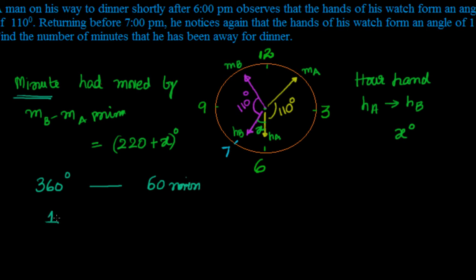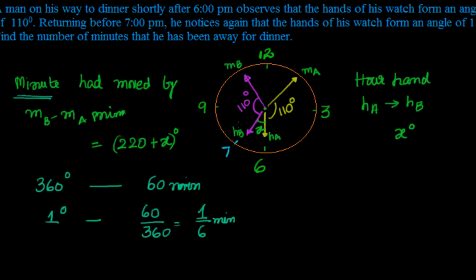That means for 1 degree it's nothing but equal to 60 by 360, or 1 by 6. So if the minute hand moves by 1 degree, the time elapsed is 1/6 of a minute. Or I can say that if it moves by 6 degrees, the time elapsed is equal to 1 minute.